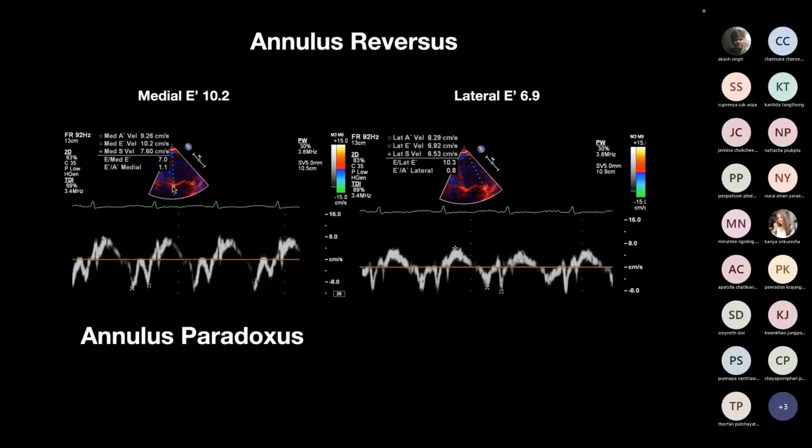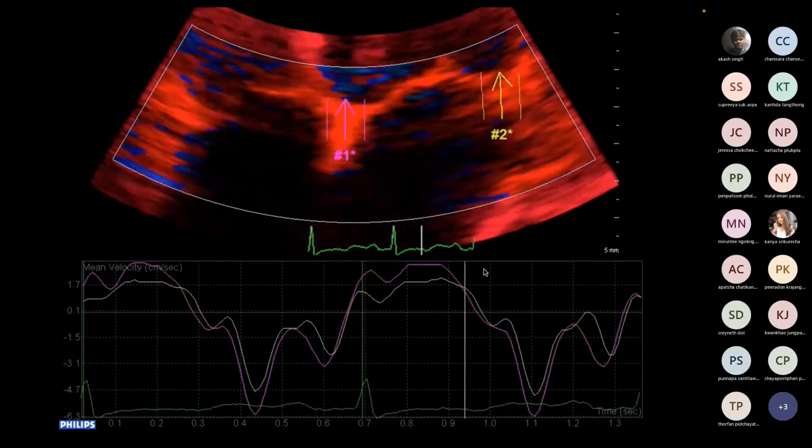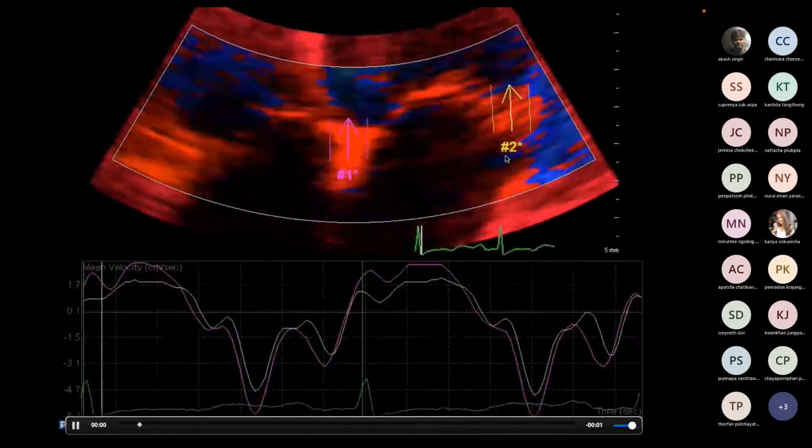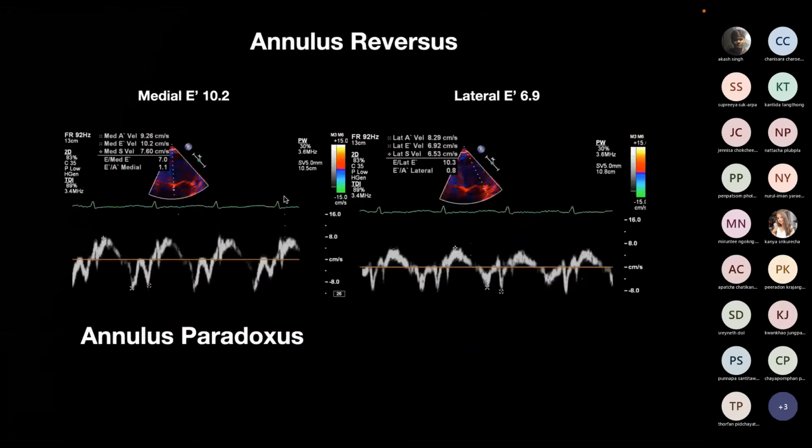When we do TDI of the annulus of the mitral valve, we need to look at the E velocity. Normally, in a normal heart, the velocity should be higher for the lateral side because it can move freely. But when there's constrictive pericarditis, the pericardium becomes thickened and attaches to the free wall, so the lateral side cannot move as much as the medial side. So there's a reversal going on. If we look at the velocity of the two sides, we can compare them. Normally the E prime shouldn't be very high, but because of the constriction, the E prime of the medial side is too high. Therefore, that's the paradoxus of it.